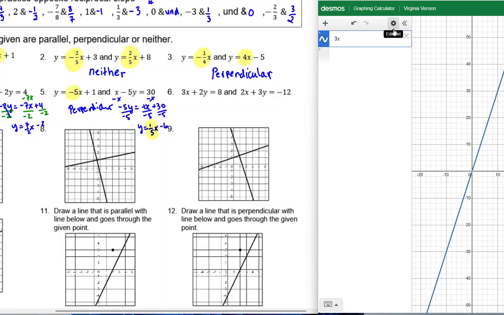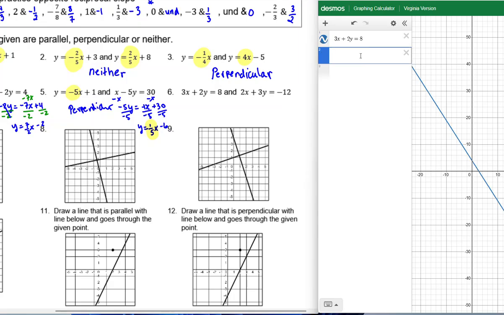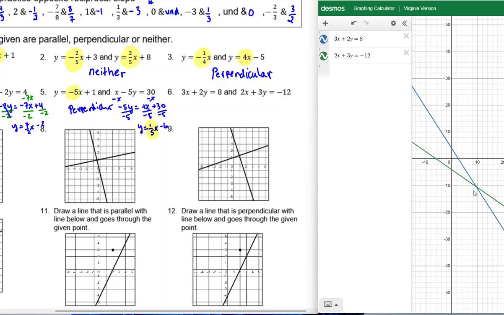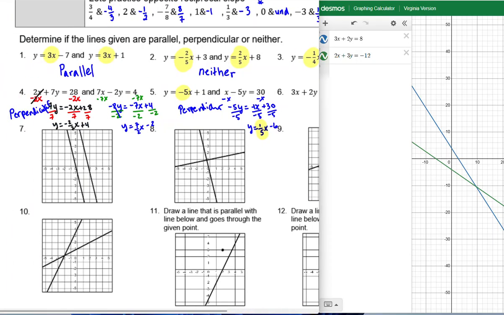3x plus 2y equals 8. There's the first one, and then the second one, 2x plus 3y equals negative 12. Well, that's neither, right? They're definitely not parallel, nor are they perpendicular. So this is neither. Yeah, I will stop the video here.